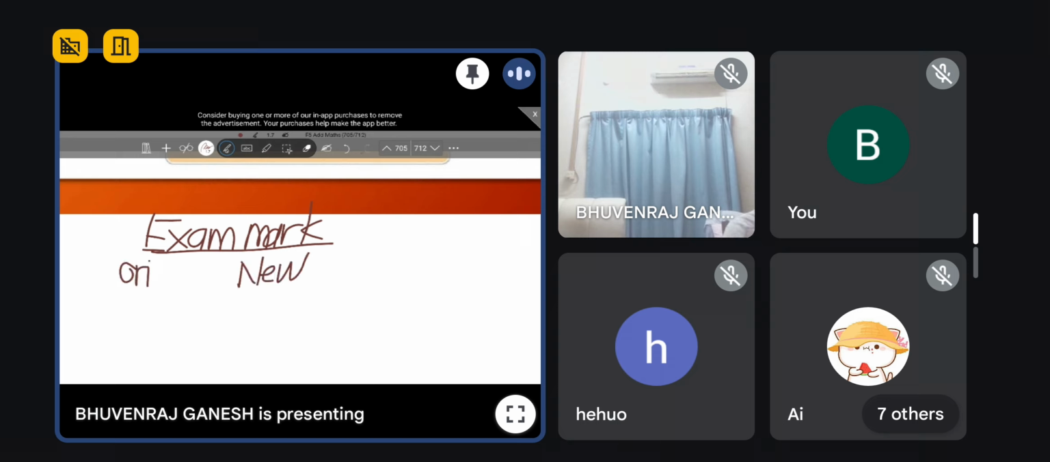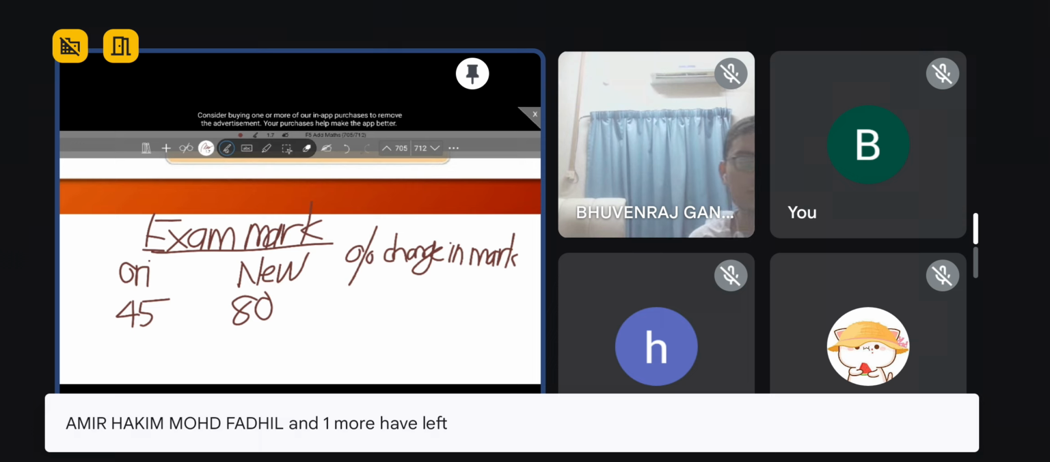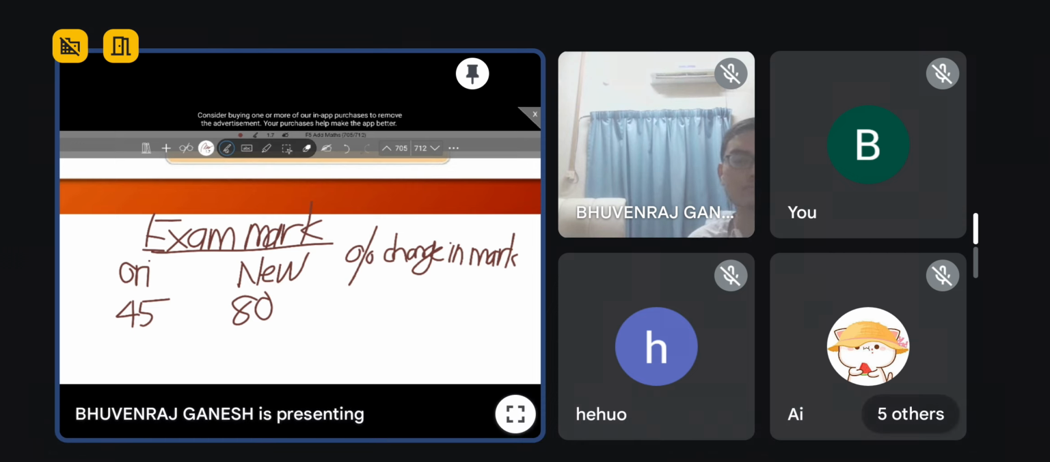Okay, let's say original. Seseorang dapat 45 for exam. Latest mark, seorang dapat 80, let's say. So guys, how do we find the percentage change in his mark? Macam mana kita boleh kira peratusan perubahan markah dia? Can anyone tell me? How do we get it? Logic lah. Siapa boleh bagi tahu? How do we calculate the percentage? Macam mana kira peratusan dia?